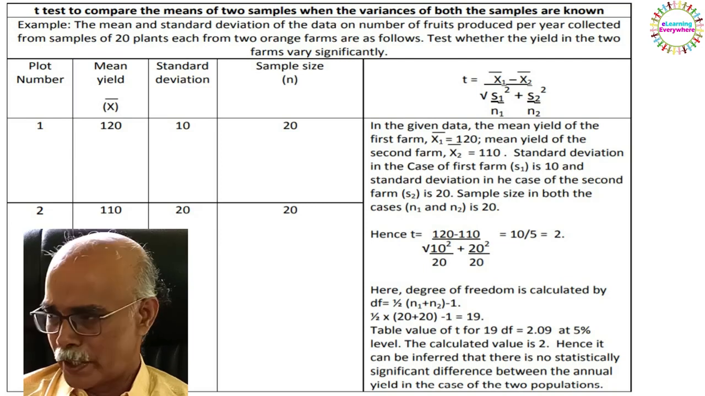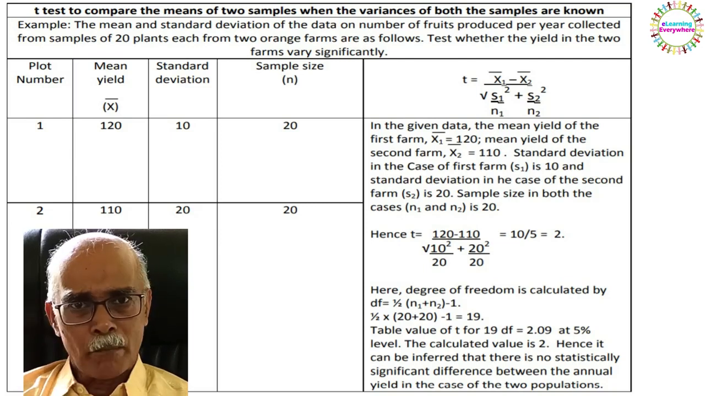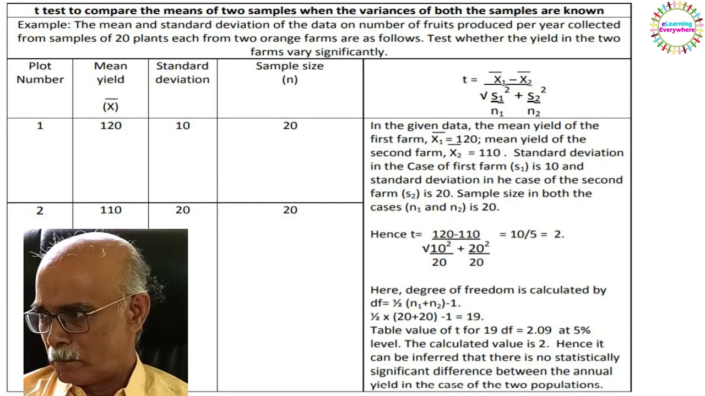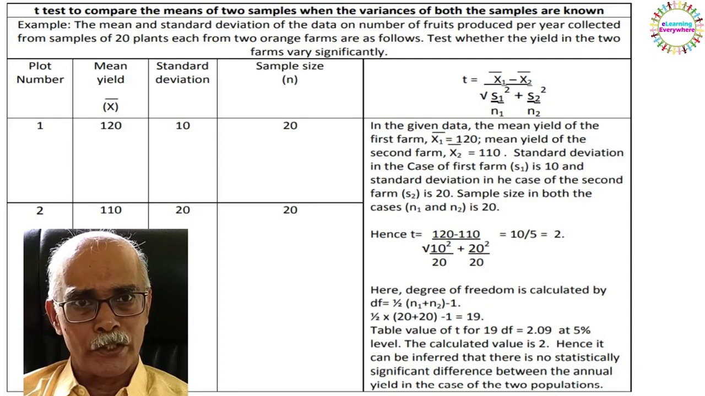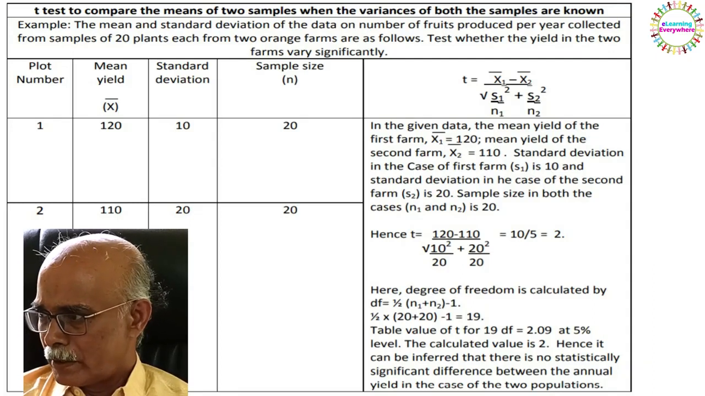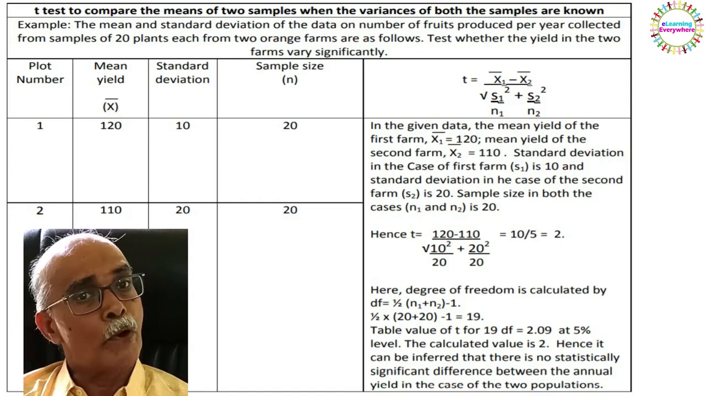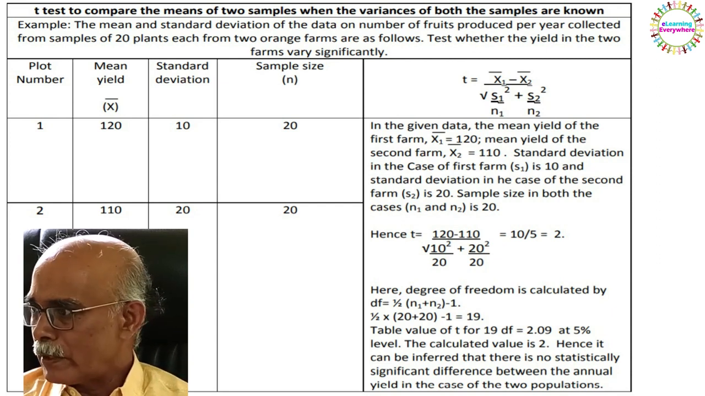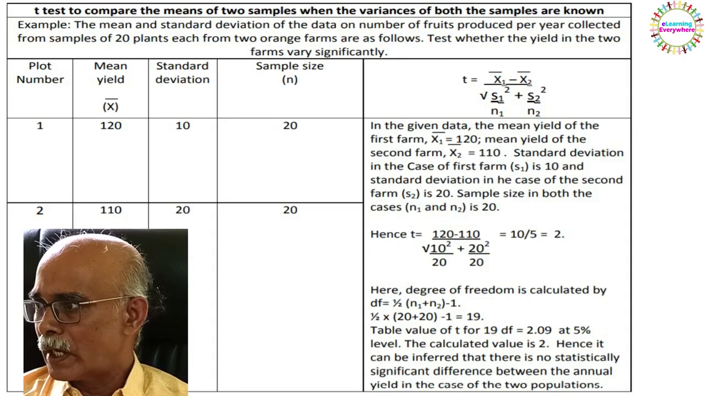degree of freedom. And the table value of t for 90 degrees of freedom at 5% level is to be found out, and the table value is 2.09. 2.09 is the table value, and 2 is the calculated value.